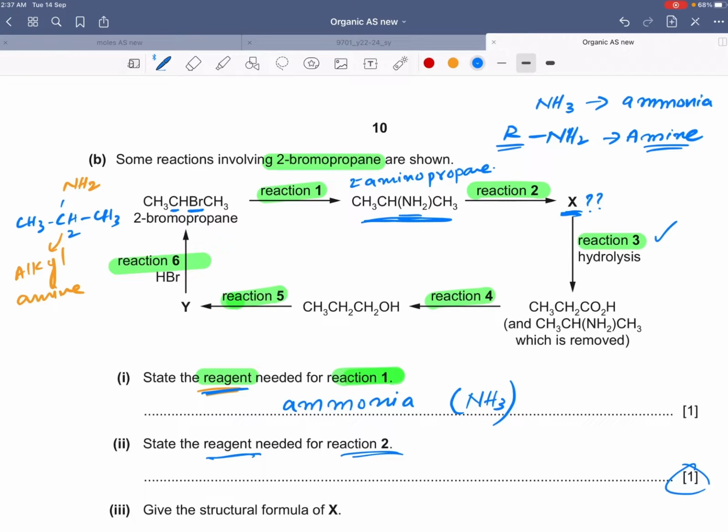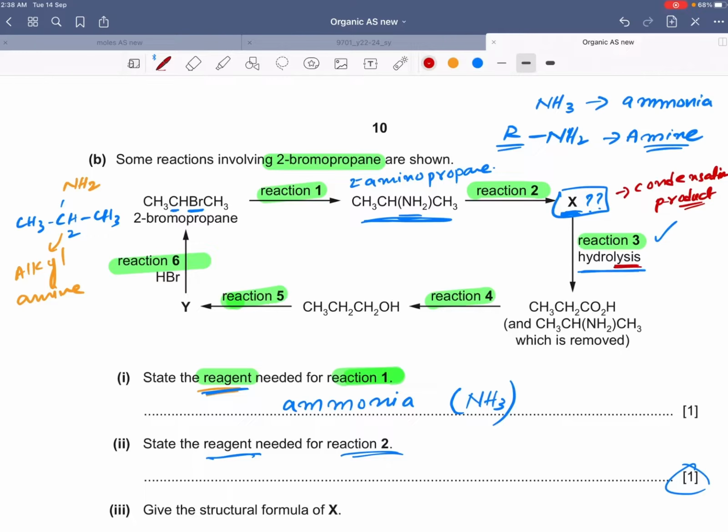First of all, you can see that hydrolysis is happening in reaction 3. So we are hydrolyzing X. That means X is some condensation product, because only condensation products can be hydrolyzed. Esters can be hydrolyzed. Amides can be hydrolyzed, right? So hydrolysis means this is some condensation product. Right?